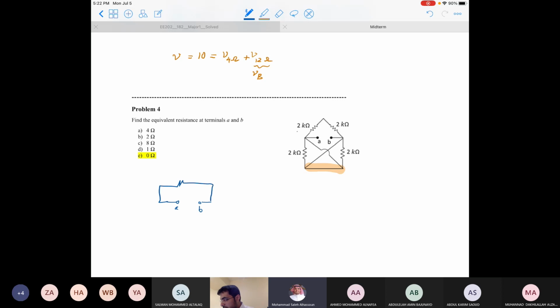So I combine the 2 kilo with 2 kilo. This is going to give me 4 kilo ohm. I notice here that this node is connected to the ground, or to this big node. And actually, it's in parallel with 2 kilo ohm. Similarly, this one is connected to that node, and it's actually in parallel with 2 kilo ohm. Now, this circuit is much easier to visualize.